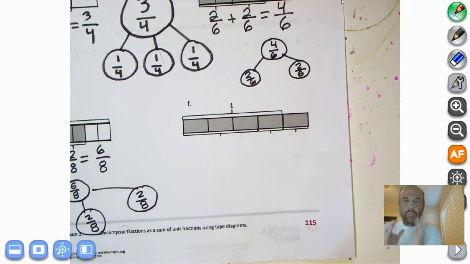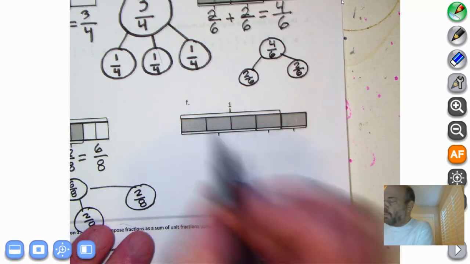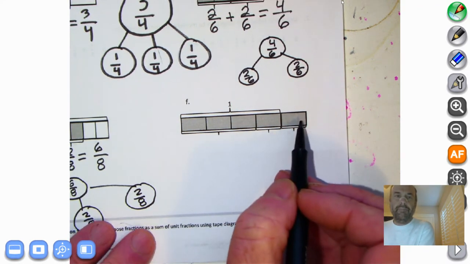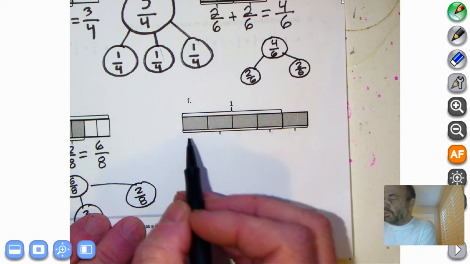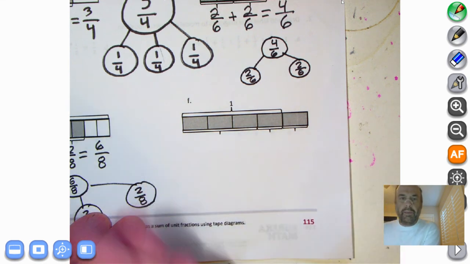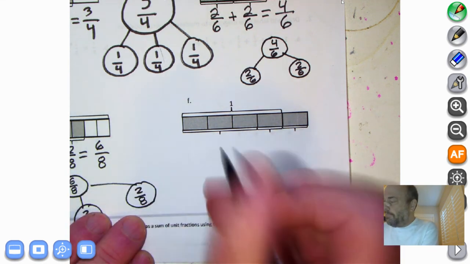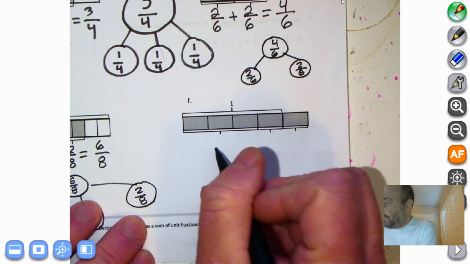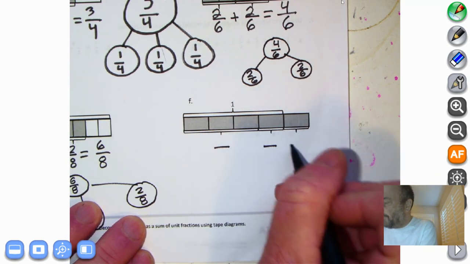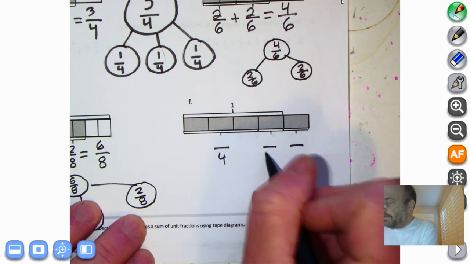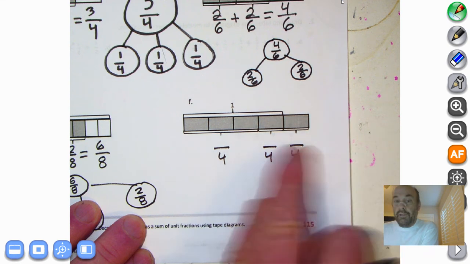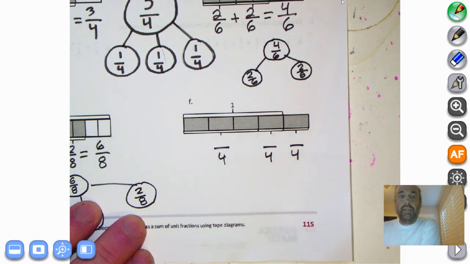Okay, next one is a fun one. Look what is going on here. We have 1, but we have greater than 1, okay? So we've taken this one whole, and let's see what we get here. So I have 1, 2, 3, 4. So this is going to be a fourth, this is going to be a fourth. How many fourths? It's greater than 1, little murky territory here.